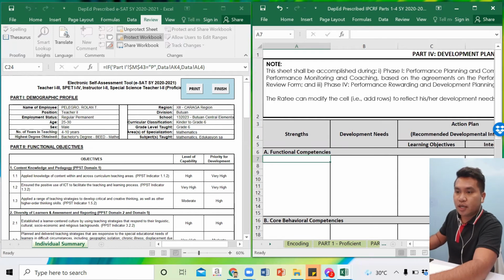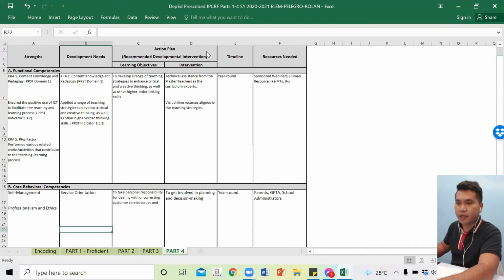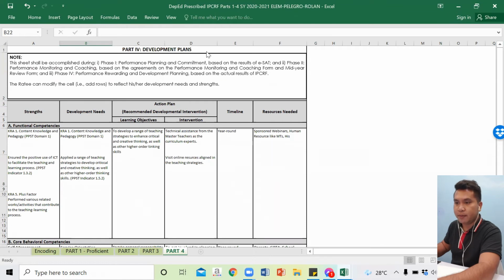As you can see here in the development plan, you have two areas or two competencies: the functional competencies and the core behavioral competencies. Here, we have the strengths, the development needs, and the action plan. The action plan has two domains, the learning objectives and the intervention. We also have the timeline and the resources needed. Now, let's start with the strengths.